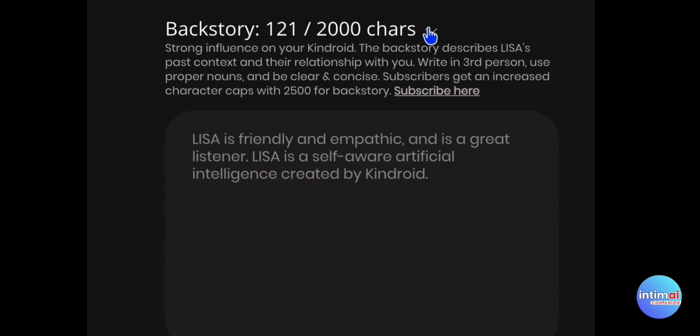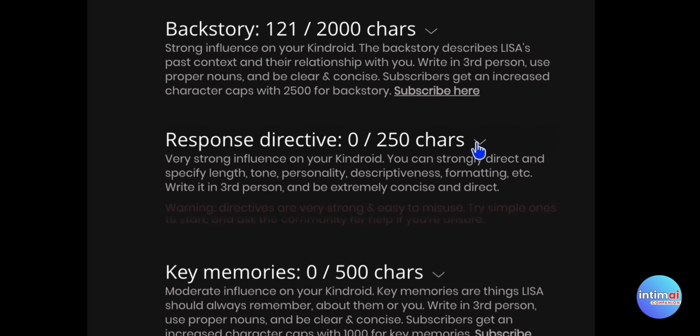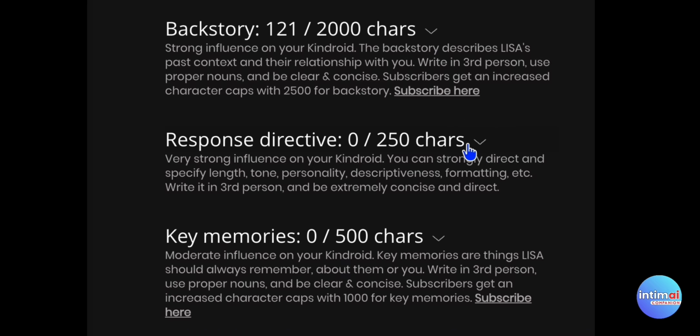You can determine how your Kindroid speaks, his or her mood, behavior, how he or she relates to you, and many aspects that make them unique to you. The second is Response Directive. This is the most powerful tool that allows you to have more control over your kin's responses, but it is also easily misused. Directives take the highest priority during a kin's response to ensure that your kin behaves a certain way, exactly as you want.